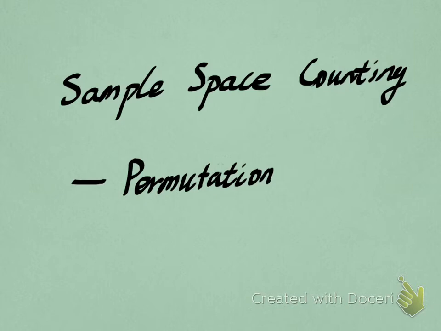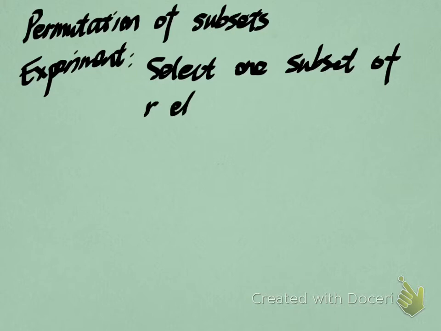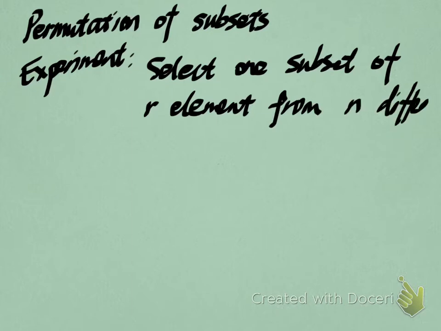But there are two types of permutation, depending on what our experiment is. The first one is permutation of subset. So now what is our experiment? For this experiment, we want to select one subset of R elements from N different objects. This is our experiment.